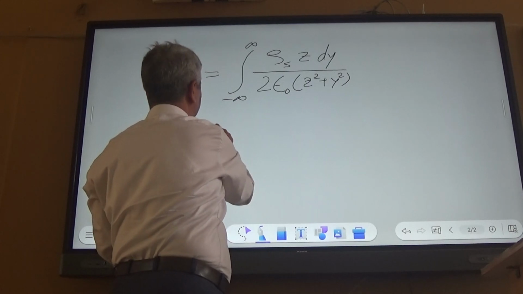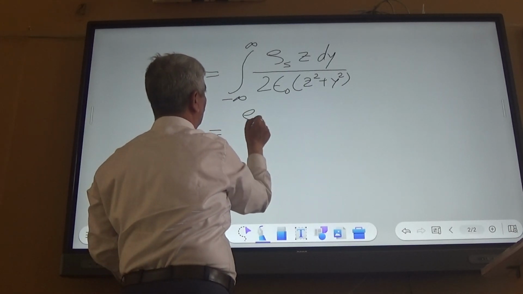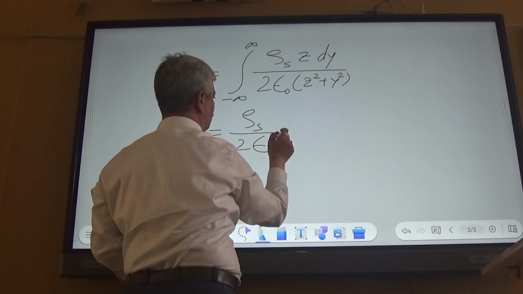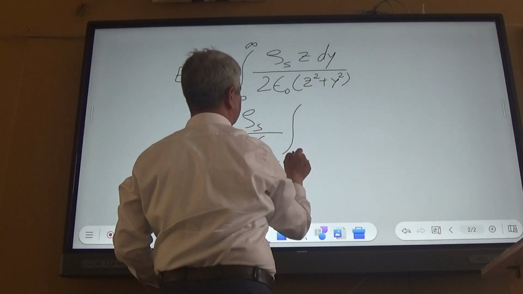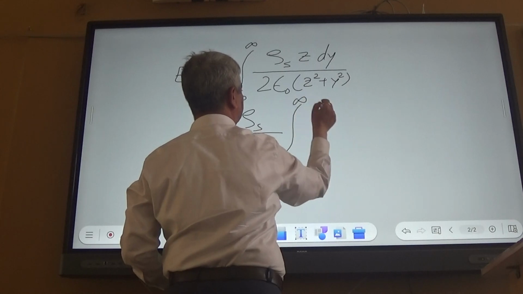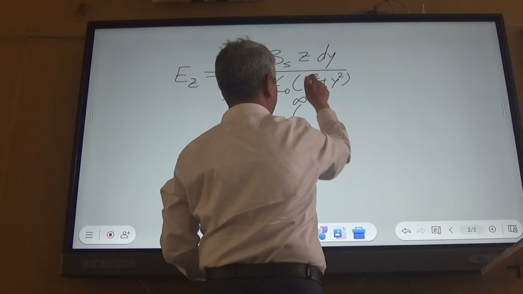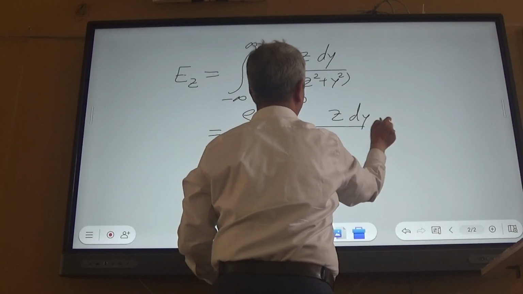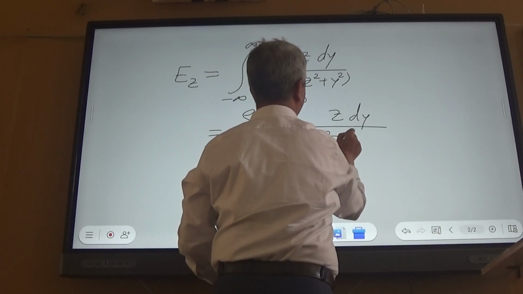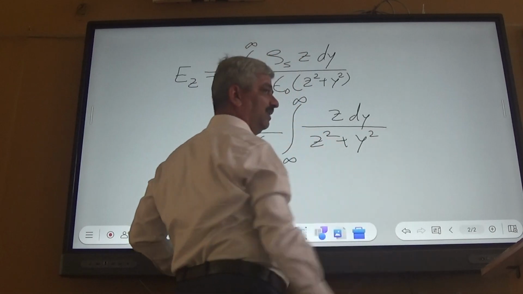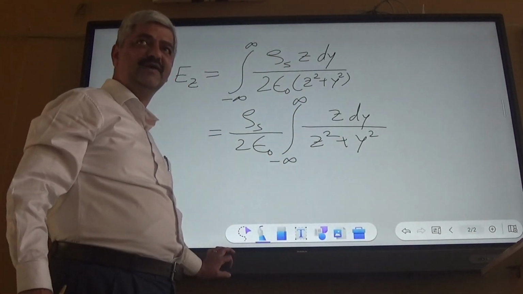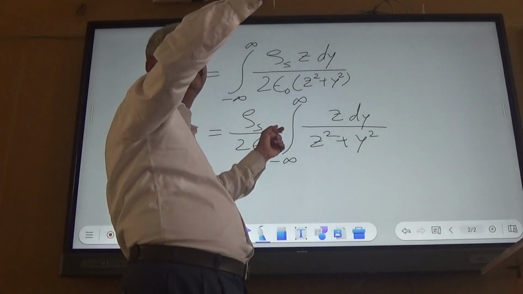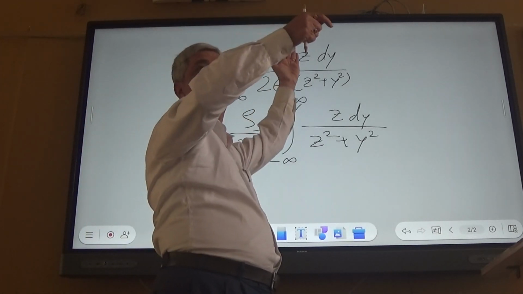So it is rho S upon 2 epsilon naught will come outside, integration of minus infinity to infinity. Z, make them outside, but we don't take it because we want to cancel it automatically. Z dy upon Z square plus Y square. So what substitution can you have effectively between Z and Y? This is Z, this is Y.